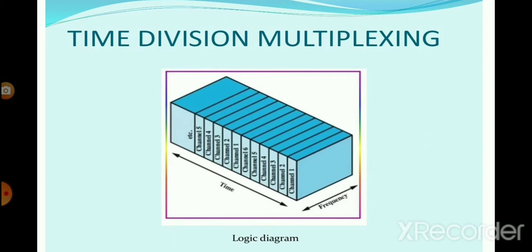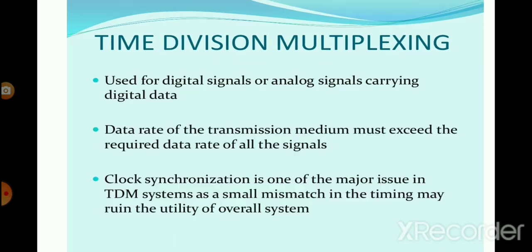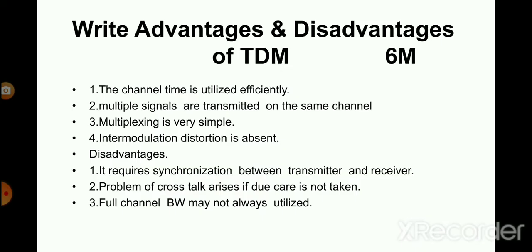In the time division multiplexing figure, channel 1 up to channel 5 time slots will be there. TDM is used for digital signals or analog signals carrying digital data. The data rate of the transmission medium must exceed the required data rate of all the signals. Clock synchronization is one of the major issues in a TDM system, as a small mismatch in the timing may ruin the utility of the overall system.